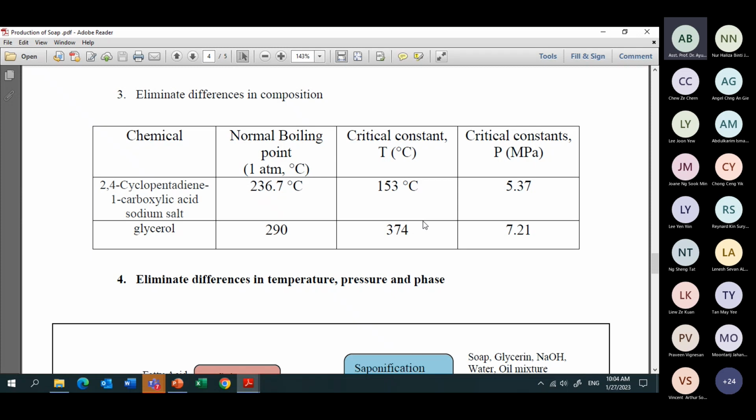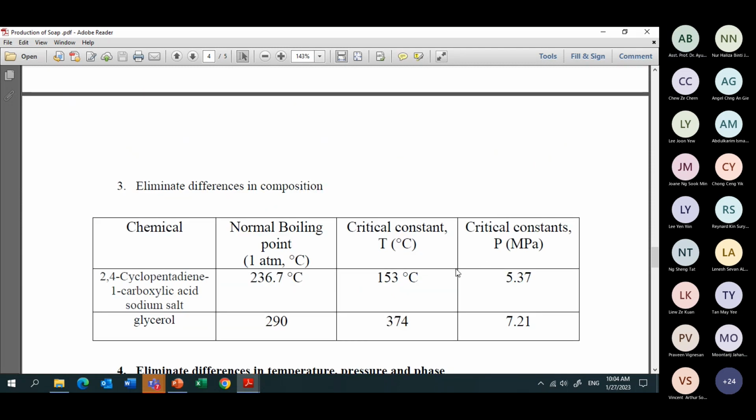Group Muntarich, how do you eliminate using what unit op? Did you identify what unit op to eliminate the differences in composition? I cannot hear because the line is breaking here. Other group members? What separation unit do you propose? Because you have the properties over here.